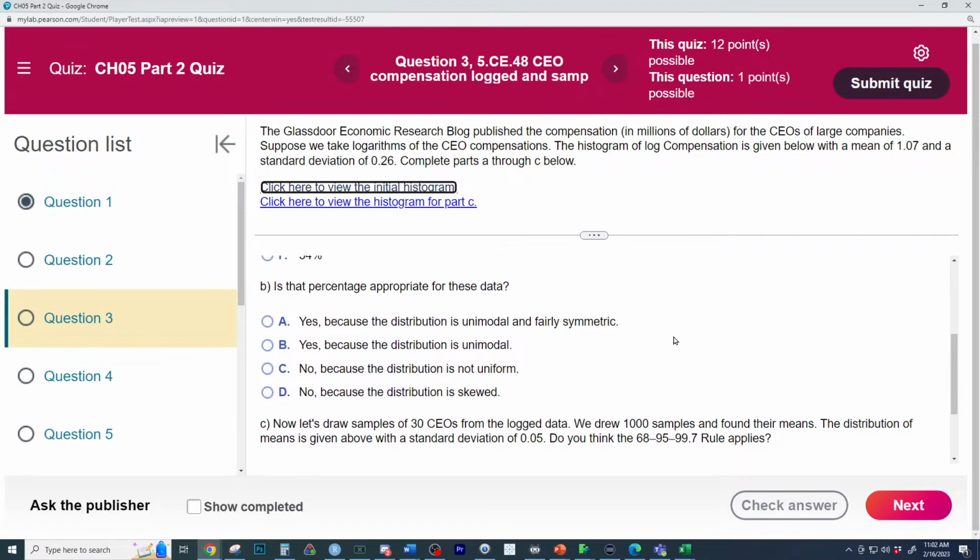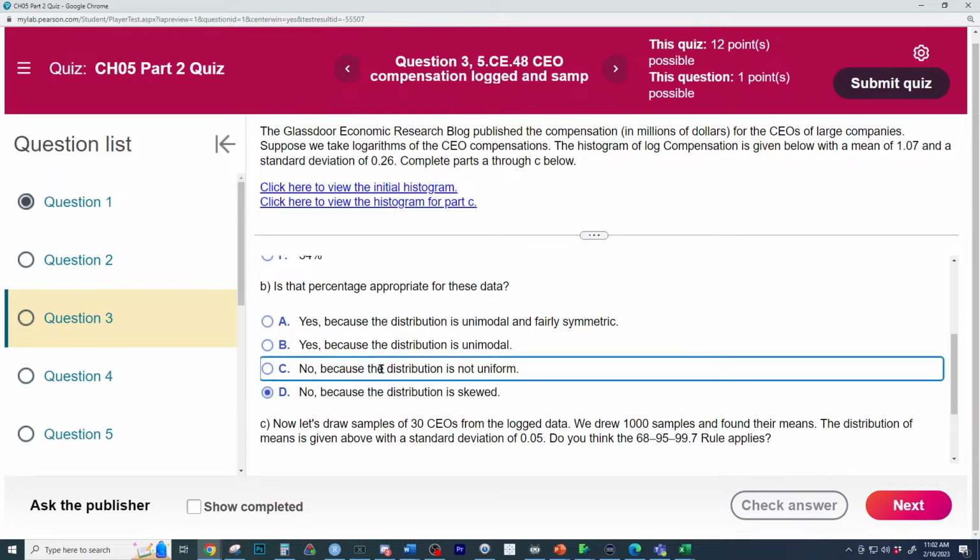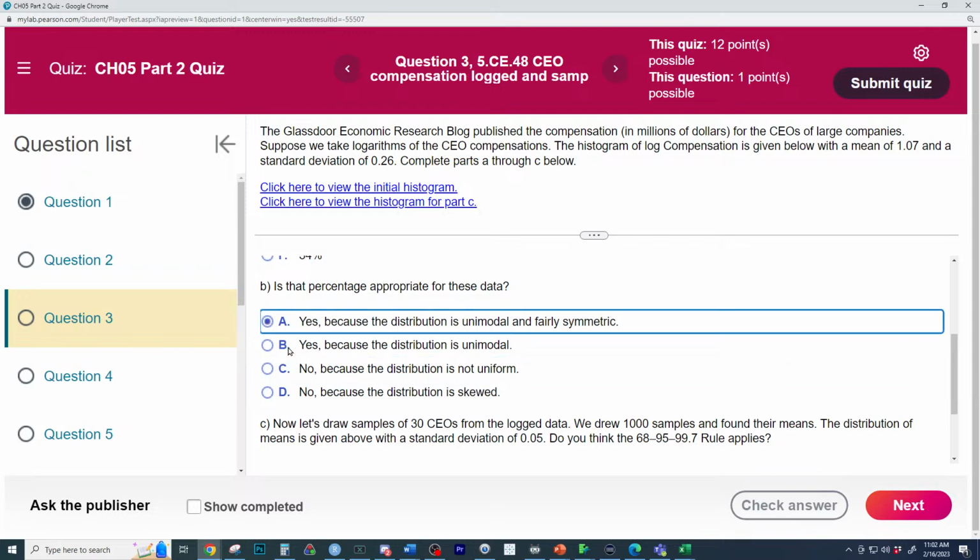Let's see. Okay, so let's look at the shape. The data is not skewed. It's not uniform. It's probably going to be this right here. Yes, because it is unimodal and fairly symmetric.